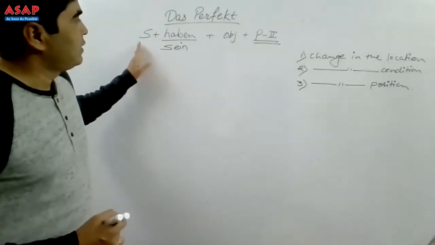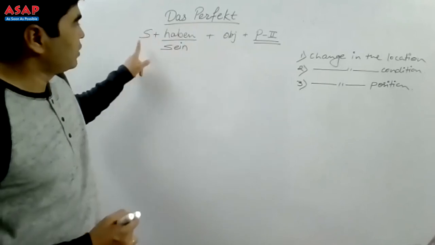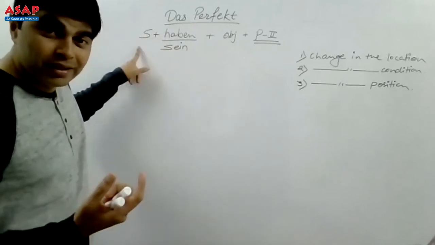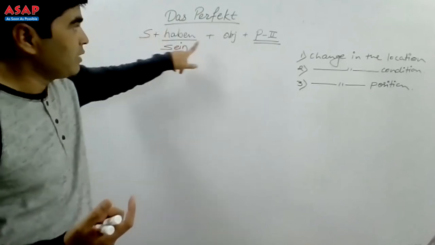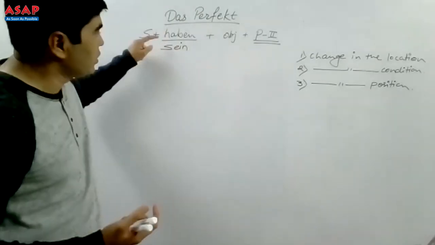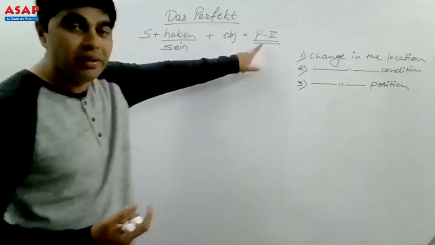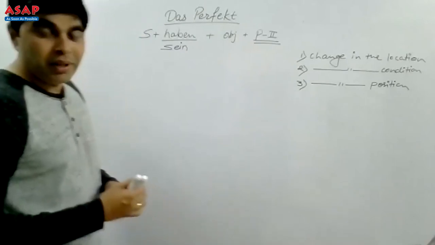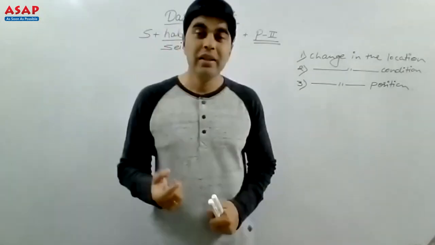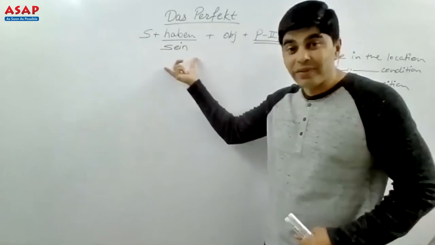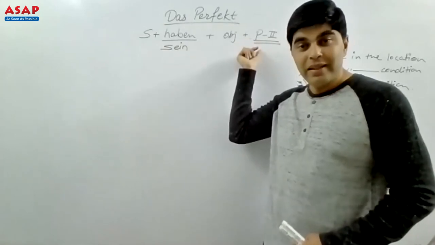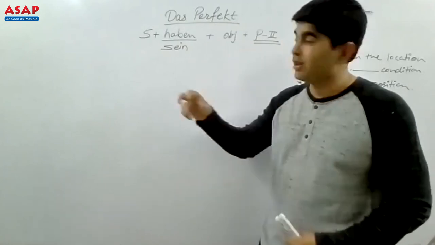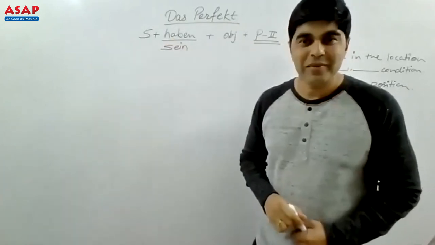Now, Sie haben, sorry, subject haben or sein. Now you've got a new structure. What is it? Subject, haben or sein plus object and participle. So how do you decide haben or sein? That depends on the participle. You might be thinking that haben and sein we have to write first, no? Then we write the participle, right? But you already know which participle you are going to write. So decide according to that. Got it?